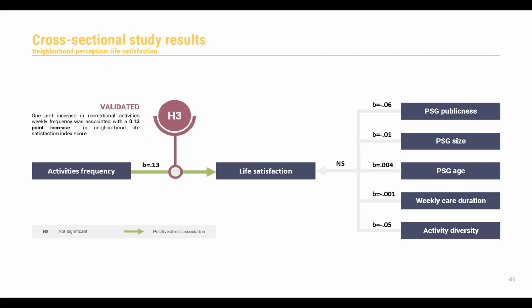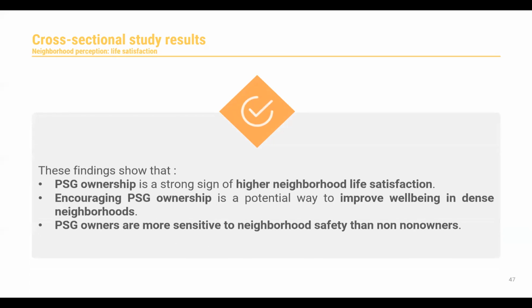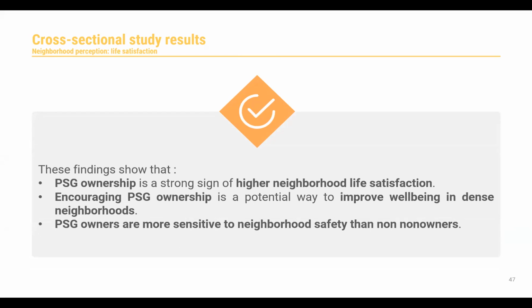The weekly frequency of behaviors related to recreational activities was associated with a 0.13 points increase in neighborhood life satisfaction score. And these findings show that PhD's ownership in residential neighborhoods is a sign of higher life satisfaction and maybe a potential way to improve well-being in disadvantaged neighborhoods. However, PhD's owners were more sensitive to neighborhood safety than non-owners.